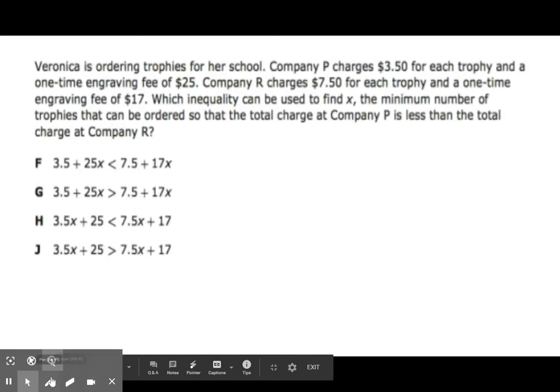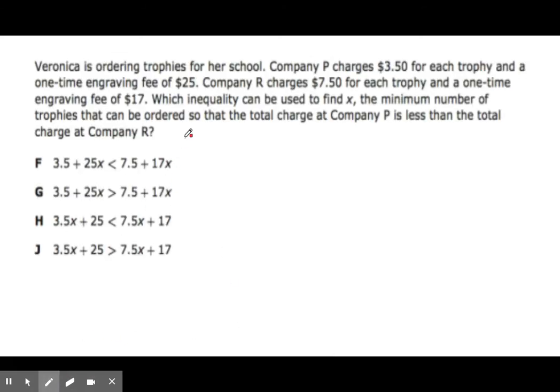All right, so here is number 2. So Veronica is ordering trophies for her school. Company P charges $3.50 for each trophy and a one-time engraving fee of $25. Company R charges $7.50 for each trophy and a one-time engraving fee of $17. Which inequality can be used to find X, the minimum number of trophies that can be ordered, so that the total charge at Company P is less than the total charge at Company R?